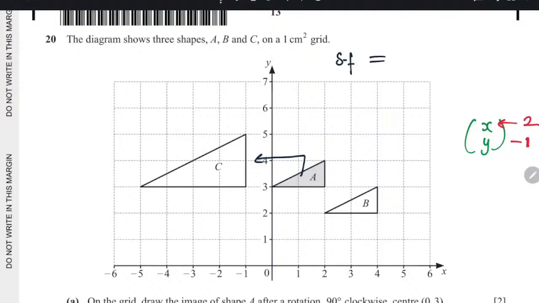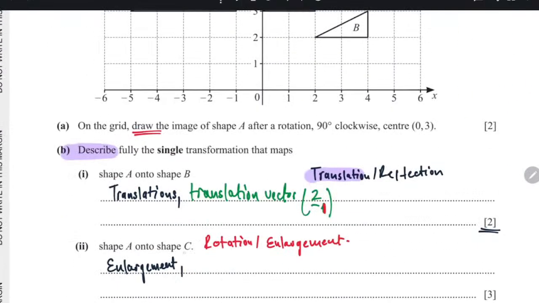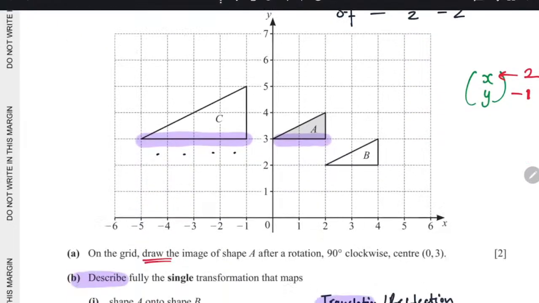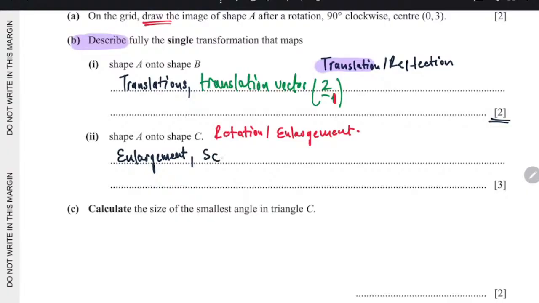Here is how you do scale factor. They said A onto C. So you take a length in C divided by a length in A. We want the scale factor. What is the size of this? How many boxes is this? 1, 2, 3, 4. So it will be 4 divided by, we take the same length on A. How many boxes? 2. So it's 4 divided by 2, which is 2. So enlargement, scale factor 2.